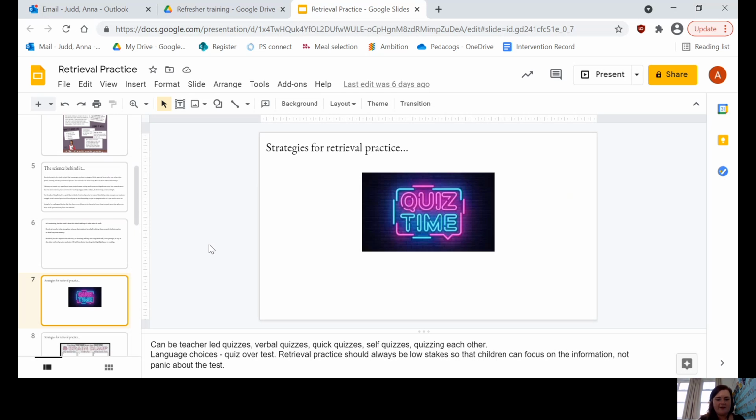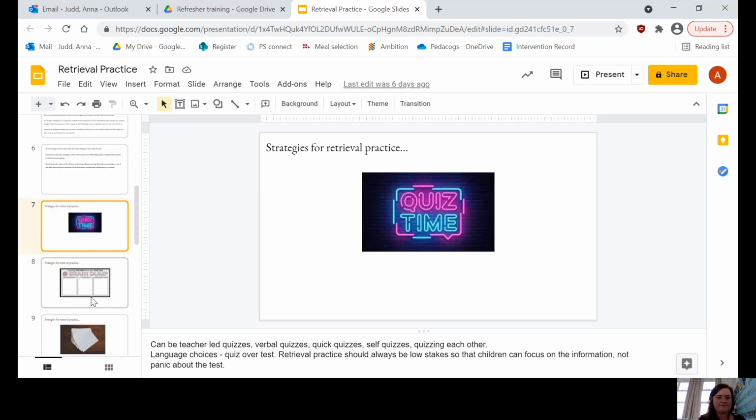They can be quizzing each other, but making sure that we're using the word quiz so that the focus is on the information rather than panicking because it's a test. It must be low stakes. I can't stress it enough.